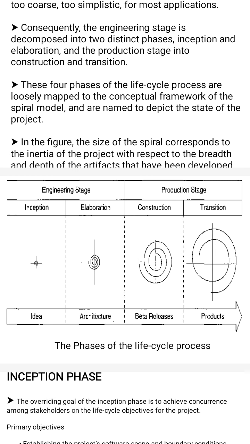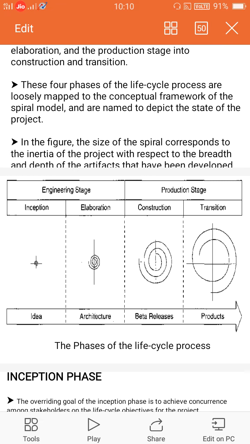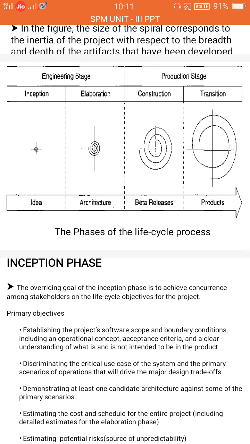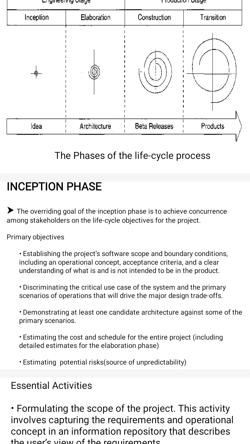The main goal of inception is to give the idea of the project. In the elaboration phase we give the total architecture of the project. In the construction phase we release the beta releases of the product. The transition phase is the final delivery of the project. These are the four different phases in designing the project. Now we will discuss each phase one by one in detail.